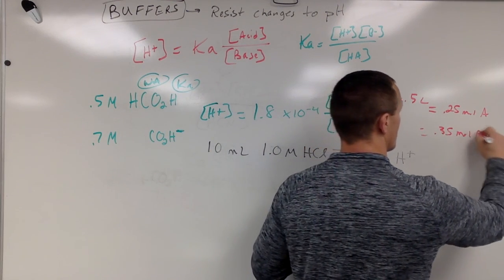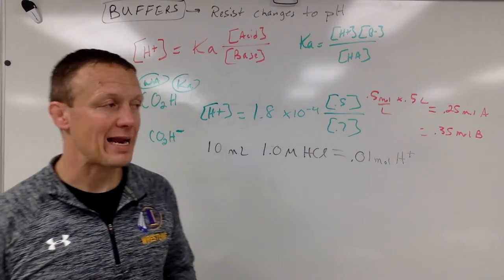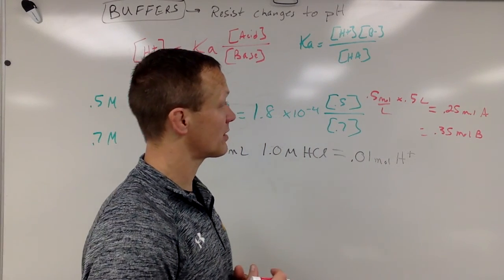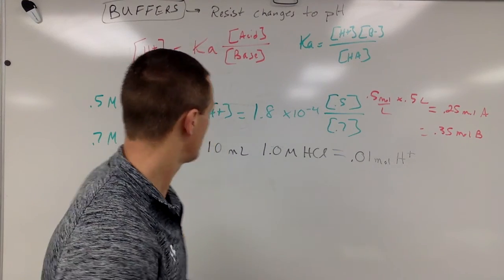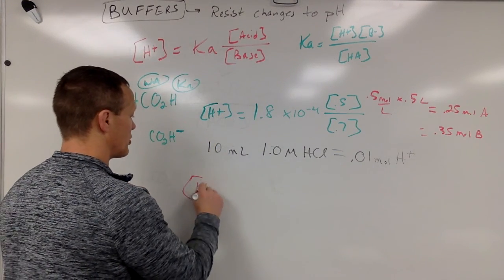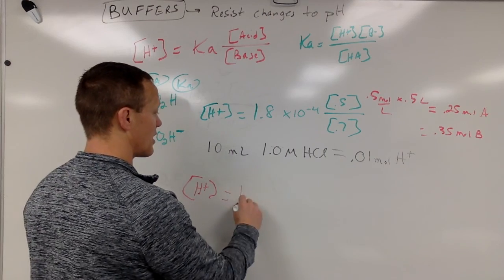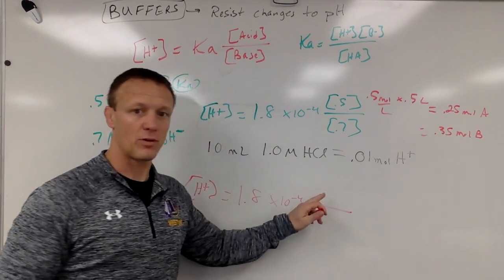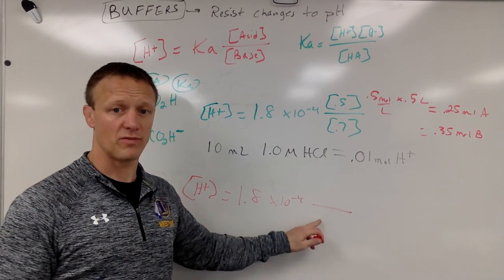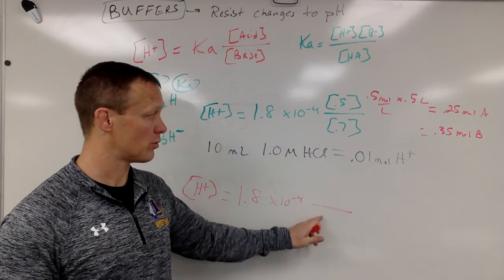moles of the base. So whenever we're adding something in here, we're asking how much is there of the acid, how much of the base. So I'm going to use the same formula, concentration H plus equals the Ka, 1.8 times 10 to the negative 4th, times the moles of acid over moles of base. So not concentration here, but moles and moles.